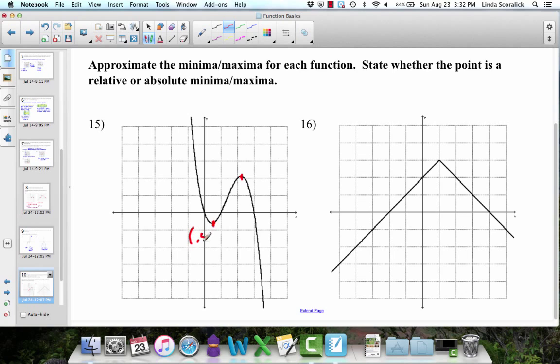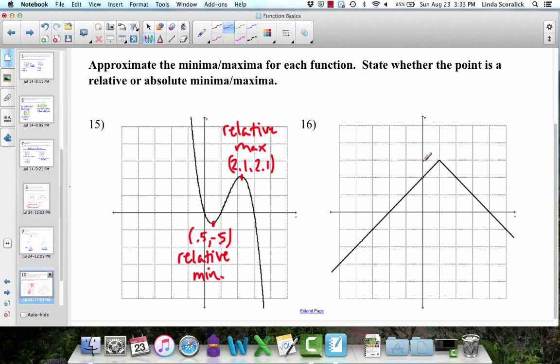Well, this appears to be at approximately (1/2, -1/2). It's not the absolute lowest though, because if we look here along this line, there are points over here that are even lower. So this is going to be considered a relative minima, or relative min. How about this one here? Looks like we're at about (2.1, 2.1). And again, there are other points at other parts of the graph that are higher. So this is what we would call a relative max.